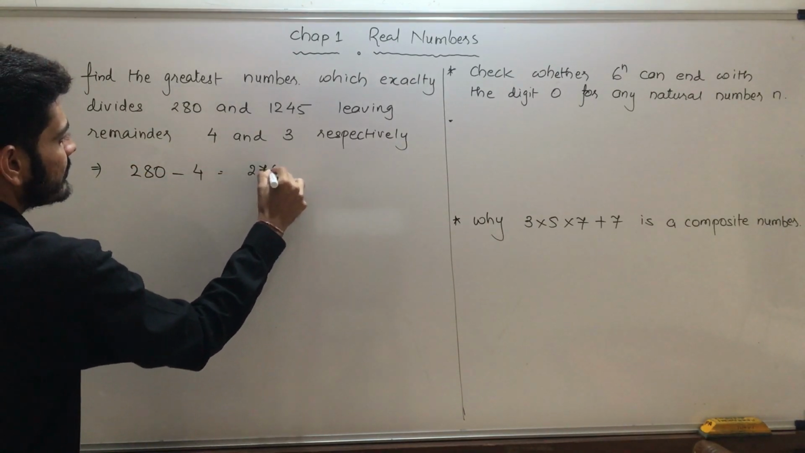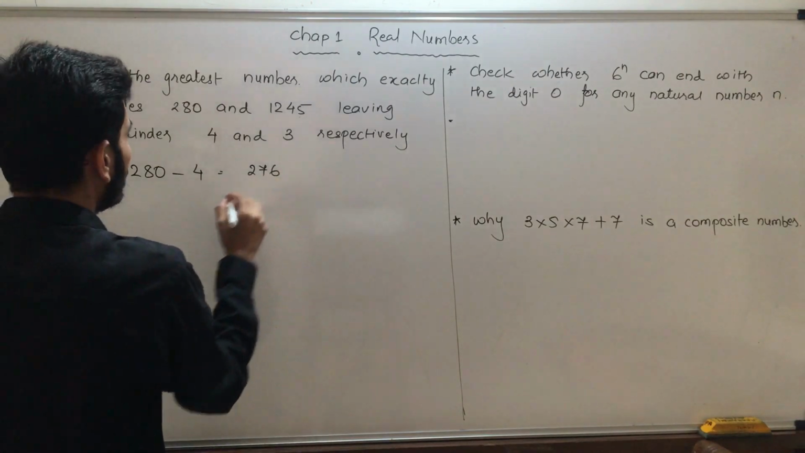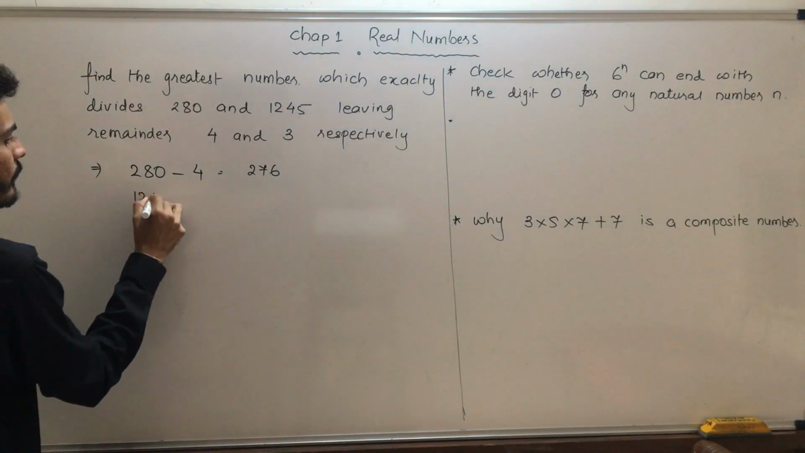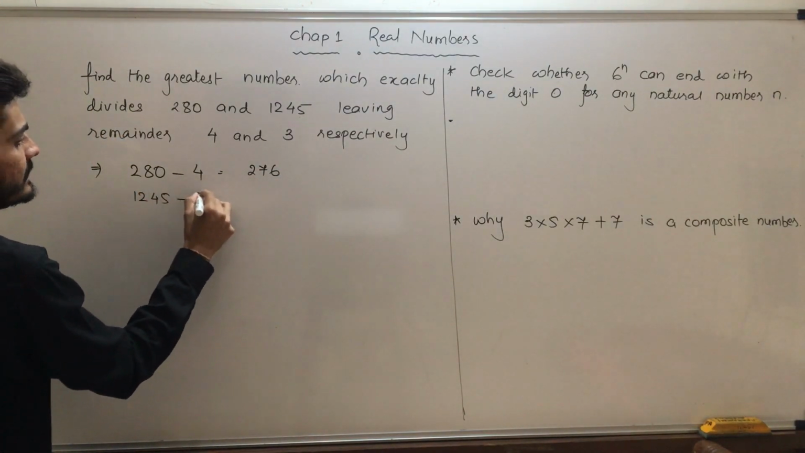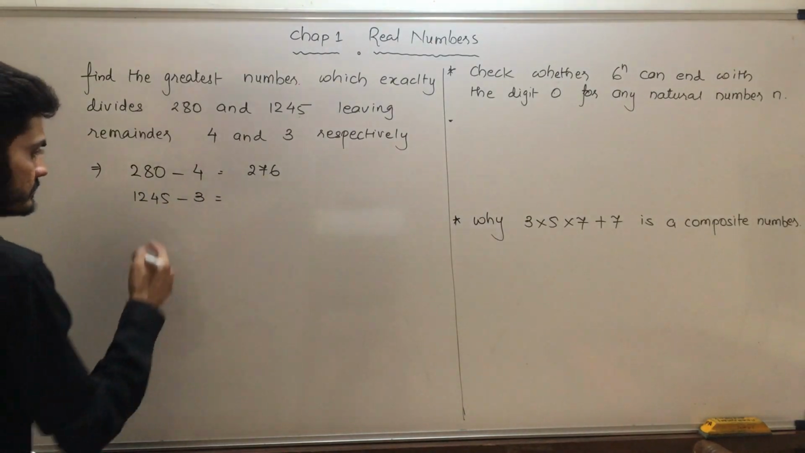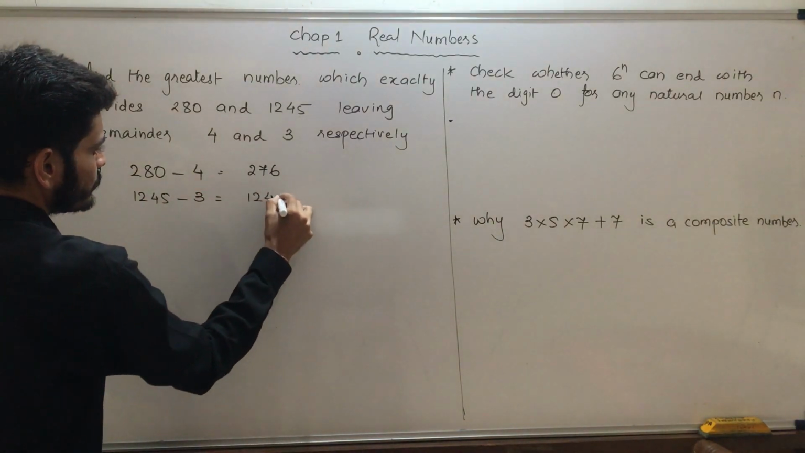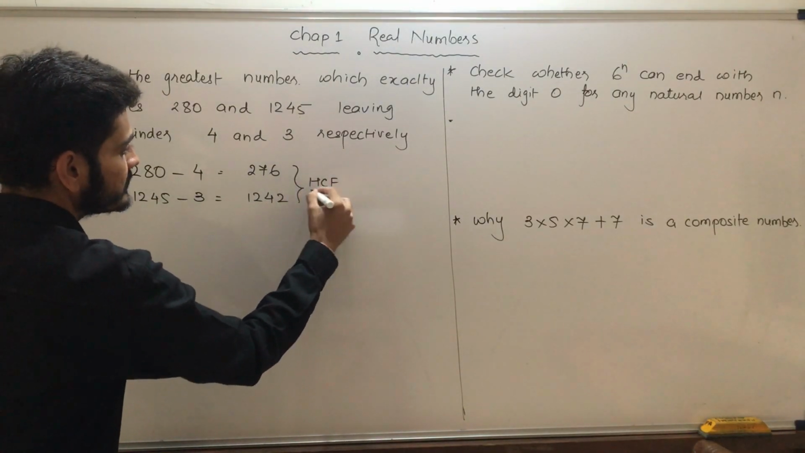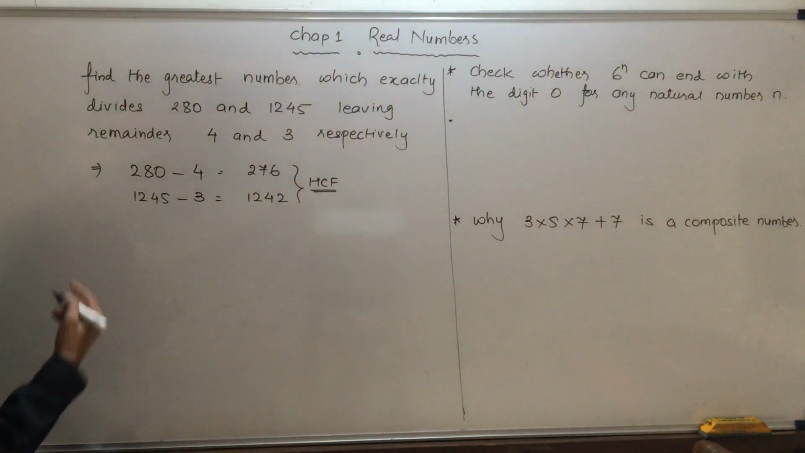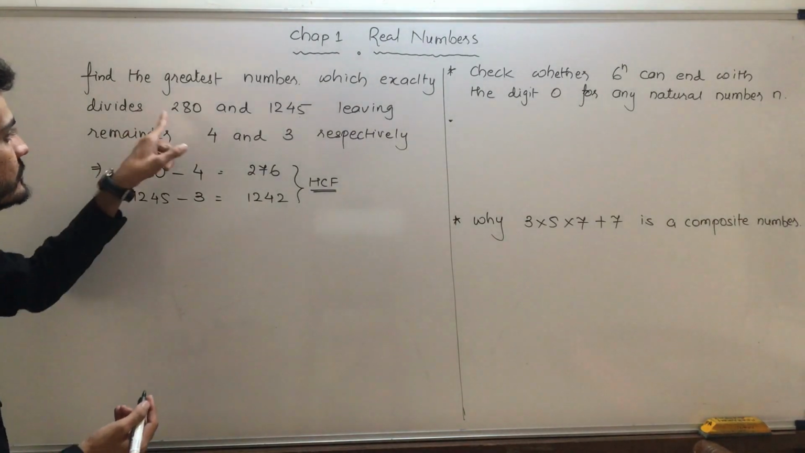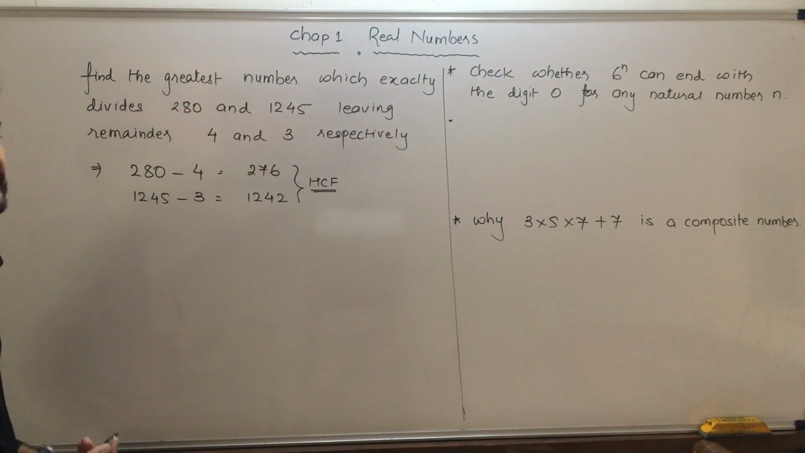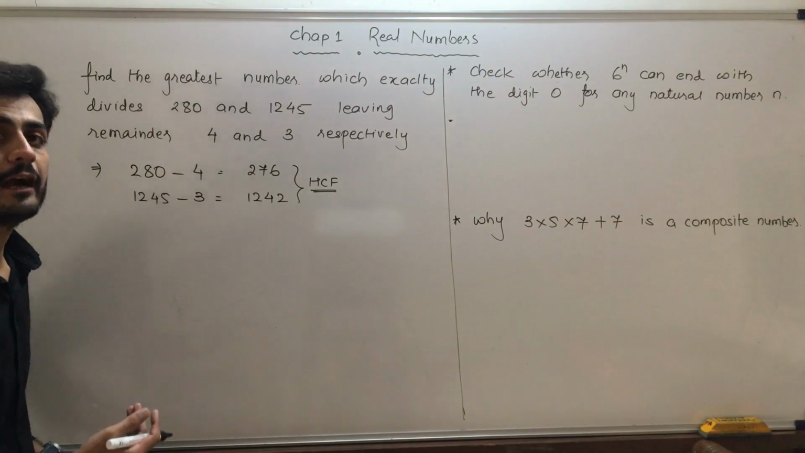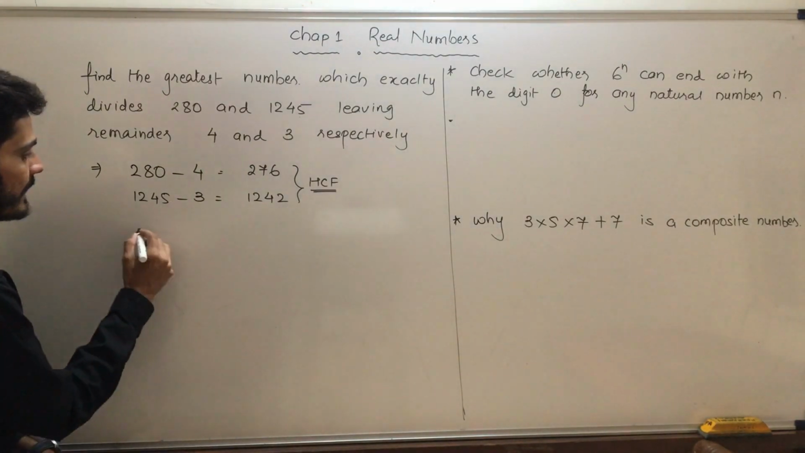So first of all, remove these remainders from the two numbers, that is 280 minus 4 is equal to 276, and 1245 minus 3 is equal to 1242. Now find the HCF of the given two numbers, that is the greatest number which exactly divides these two numbers and leaves the remainder 4 and 3.